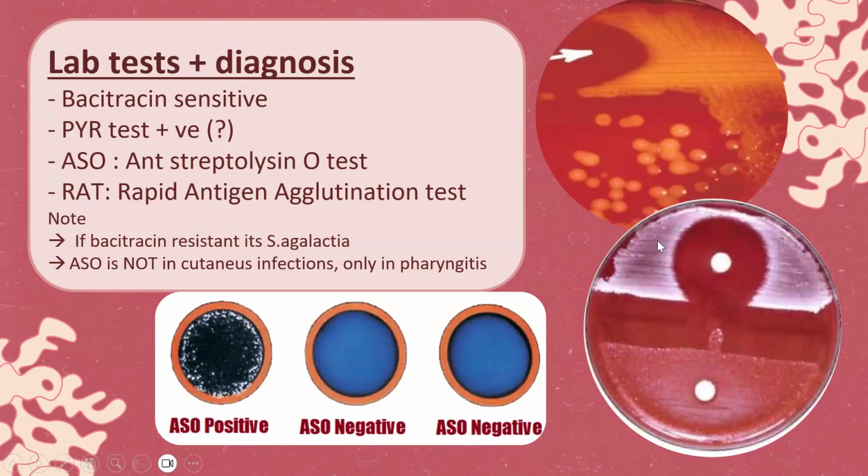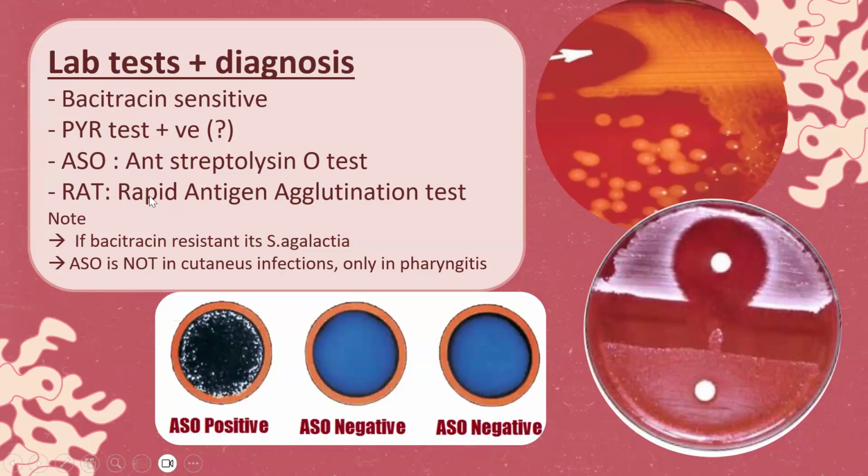So this should be pyogenes. Here there is no growth around. There is growth around the bacitracin pill. That's why this is not pyogenes. It is agalactiae. Okay, so streptolysin O is an antigen on the Streptococcus. When we develop antibodies against streptolysin O, it's going to be anti-streptolysin O. Okay, this is one way to check for previous infection of Streptococcus.